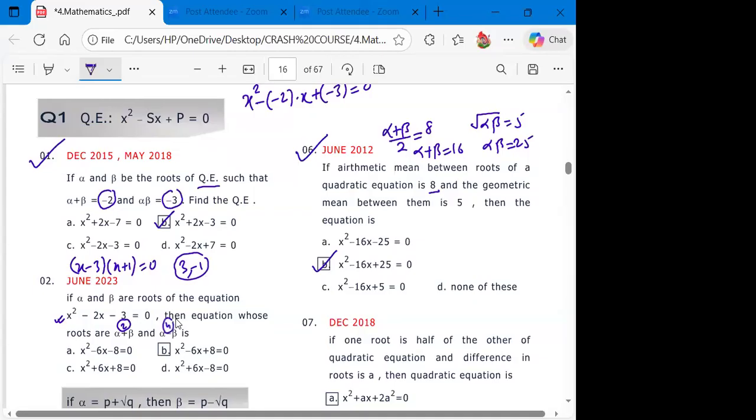It means, just wait. Do not complete the answer. It means I have to find the equation whose roots are 2 and 4. So if roots are 2 and 4, sum will be 6 and product will be 8. So according to the shortcut, once again, equation will be x square minus sum into x plus product equals to 0. So answer will be x square minus 6x plus 8 is equals to 0. Understood?